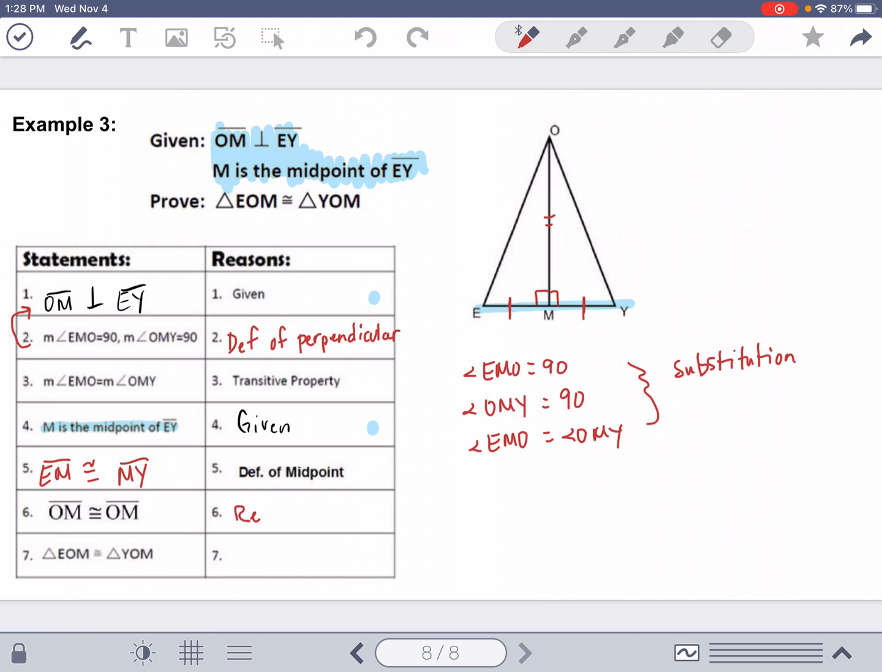Well, we've already talked about looking in a mirror. So this is the reflexive property. And now I'm looking for a shortcut. So when I look at my picture, I have marked a side, an angle, and a side. And is that angle in between those two sides? Yes, it is. So this would be side, angle, side.